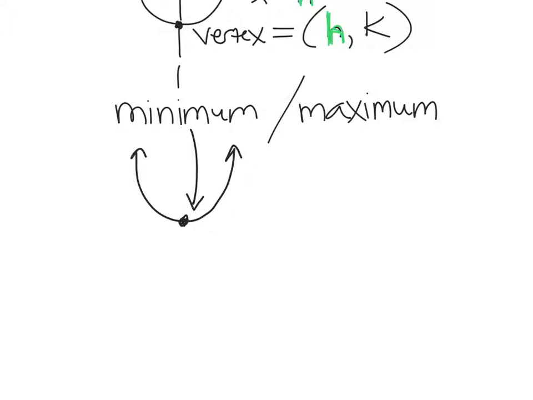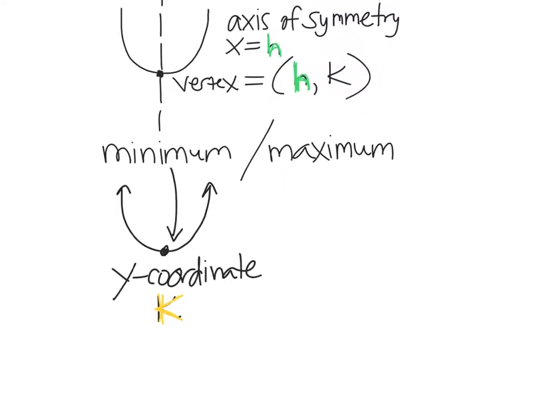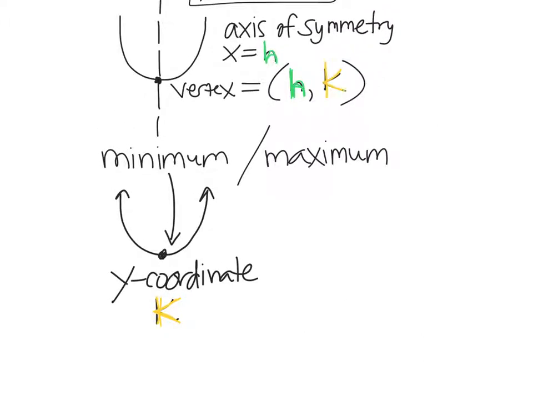And we always say the minimum is the y-coordinate of the vertex. So your minimum would be k, because that's your vertex, (h, k). So this k right here is the same as this k on your vertex. The vertex is very, very special.